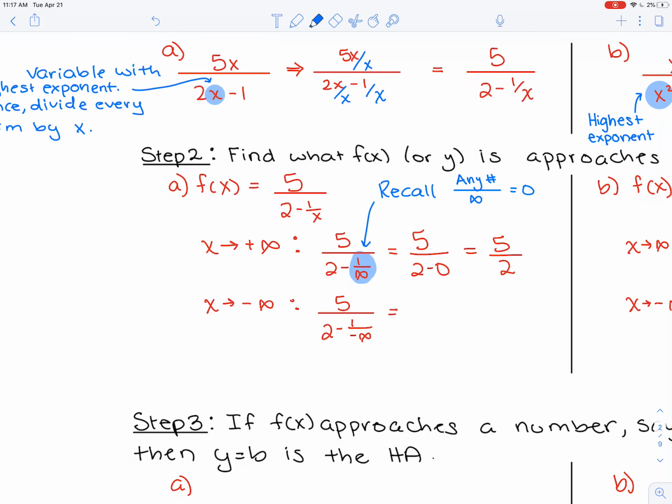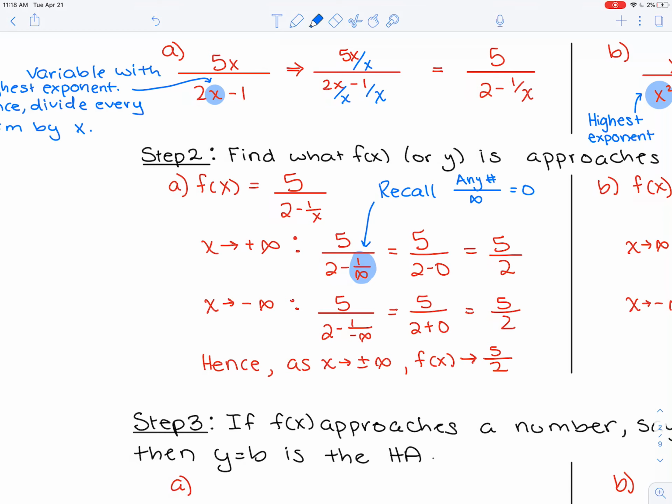And then we also do the same thing for x approaches negative infinity. Okay, so that also gives us 5 over 2 plus 0, and that gives us 5 halves. So notice that as x approaches plus or minus infinity, we get a number, namely 5 over 2. That means that our horizontal asymptote is 5 over 2, and we'll get to that in the next step.